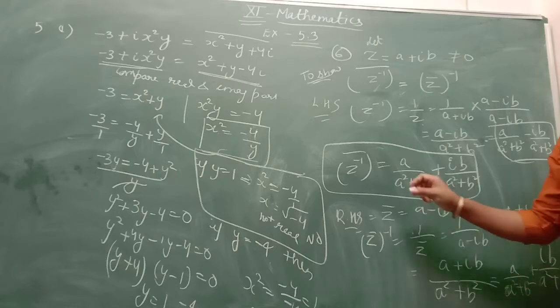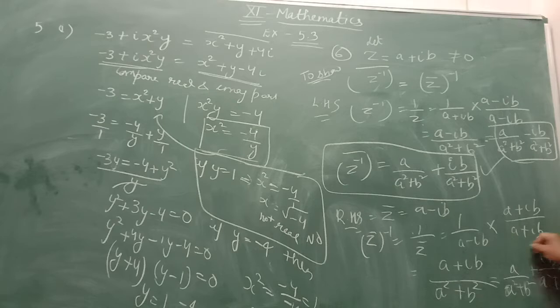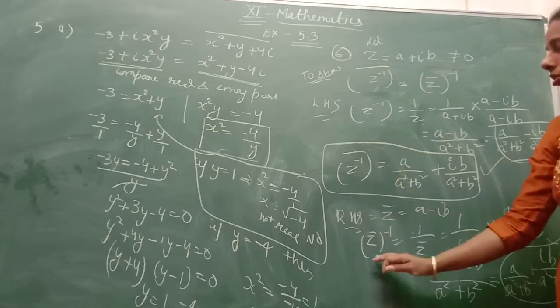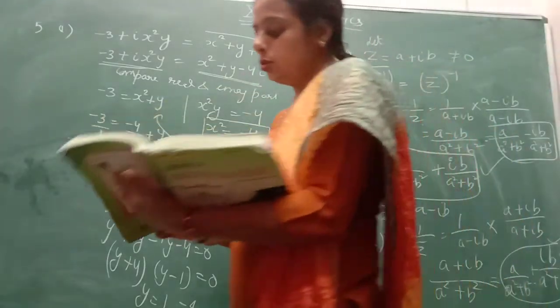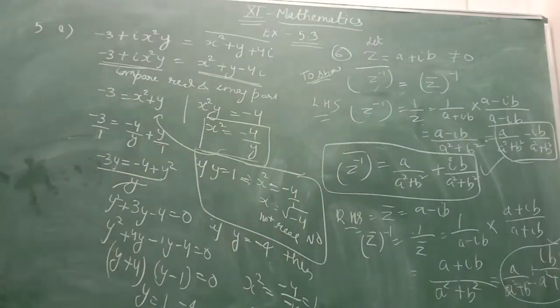Now, after observing your left hand side and your right hand side, you can easily observe that both are equal. So, left hand side is equal to your right hand side and hence proved. Okay, come to the next example, that is example number 7.